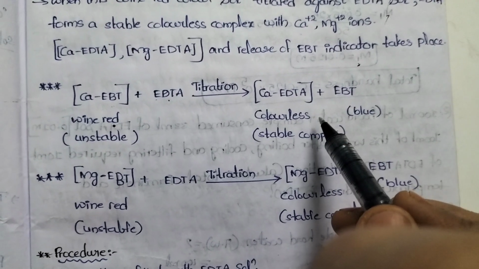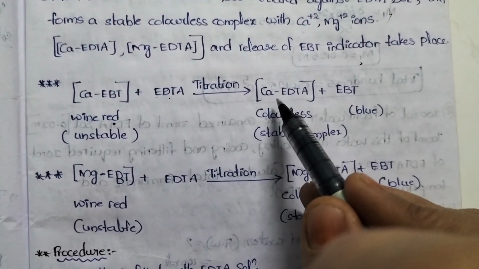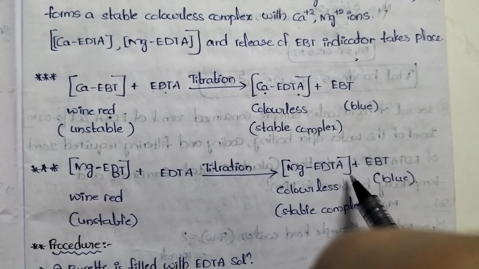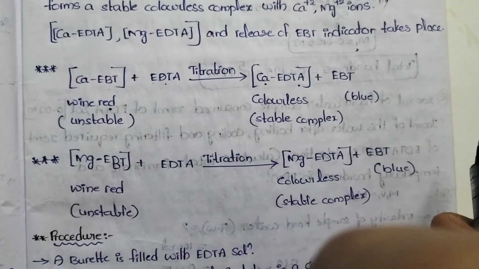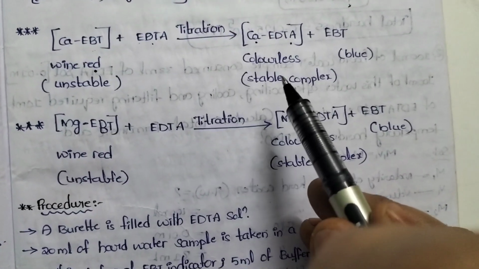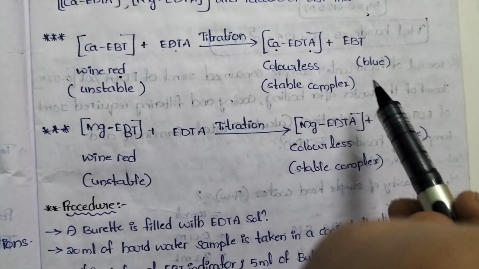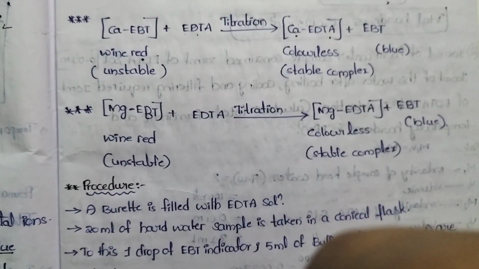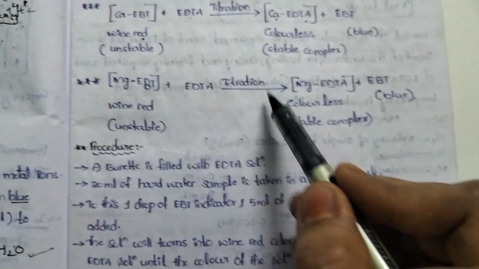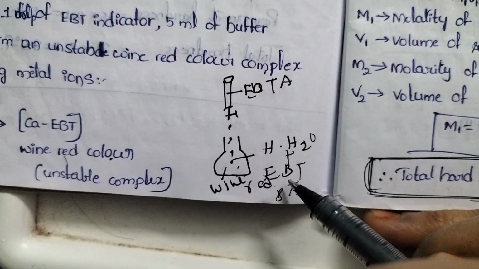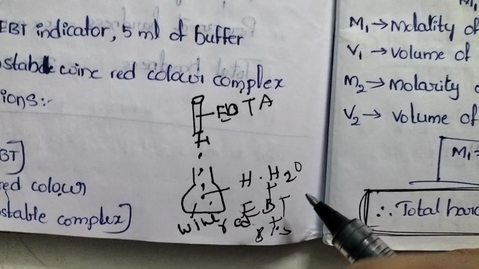But the actual product, that is a stable complex formed between calcium EDTA or magnesium EDTA, actually doesn't have color. So here the main product doesn't have color. But due to the release of an indicator, that is EBT, we are observing blue color as the end point of the titration.